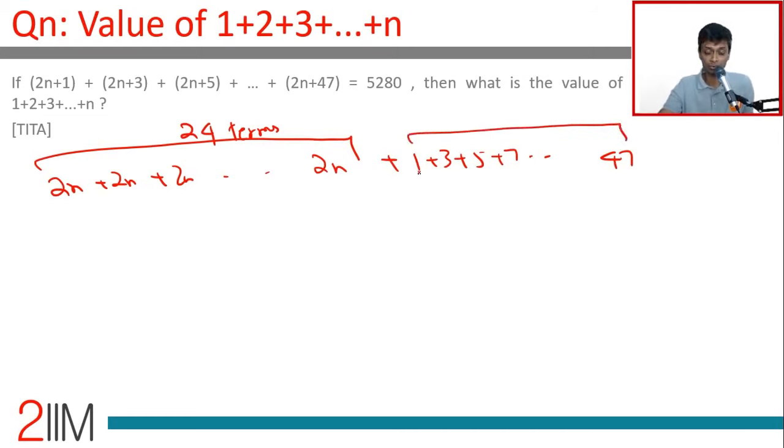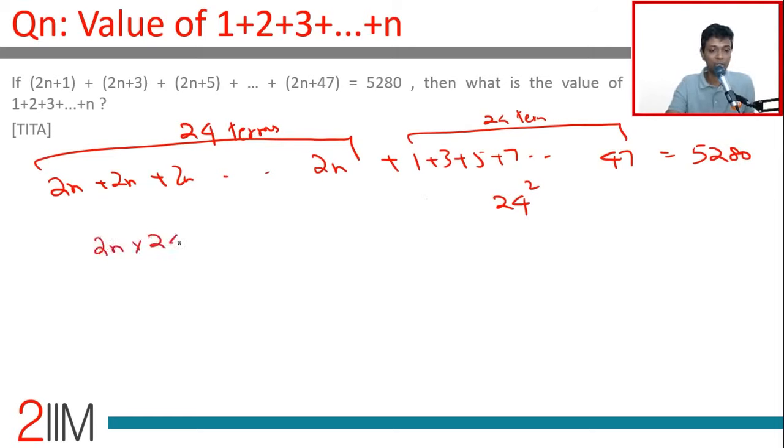24 terms. This is 2 minus 1, 4 minus 1, 6 minus 1, 8 minus 1, 48 minus 1. Each term is an even number, minus 1. This is 24 into 2 minus 1. 24 terms equals 5280. The first 24 odd numbers will add up to 24 square. 1 plus 3 plus 5 is 3 square. 1 plus 3 plus 5 plus 7 is 4 square. 1 plus 3 is 2 square.